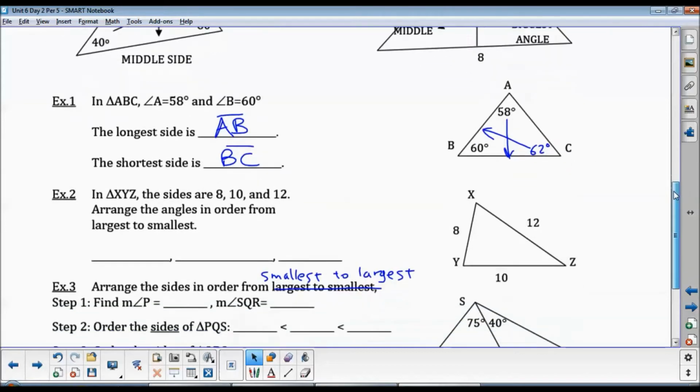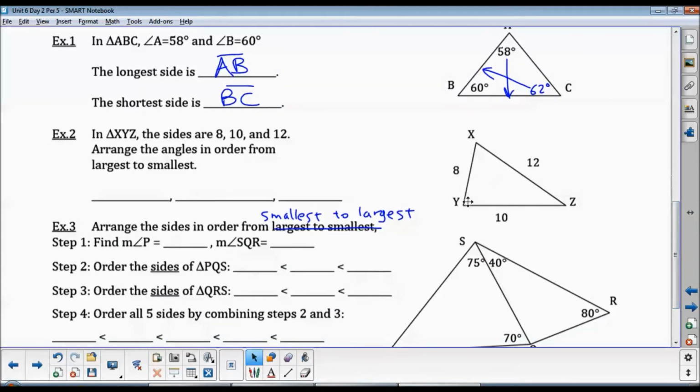Next one here, for example number 2, we have triangle XYZ, and we know the lengths of the sides. The distance between X and Y is 8, the distance between Y and Z is 10, and the distance between X and Z is 12. In this case, it asks us to arrange the angles in order from largest to smallest. So the longest side in this triangle is line segment XZ, which measures 12. That means that the angle opposite XZ, angle Y, must be the largest angle. So our first angle is going to be angle Y.